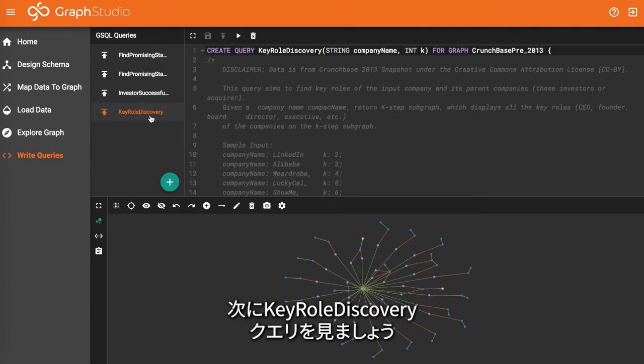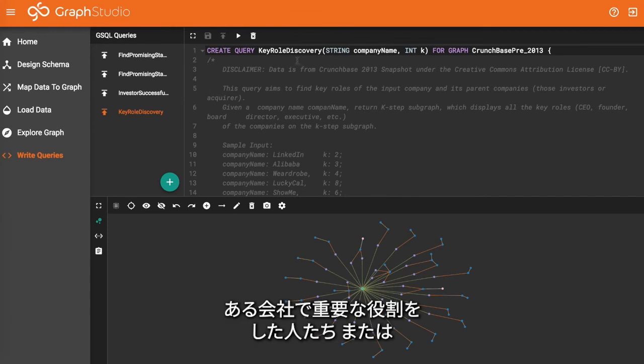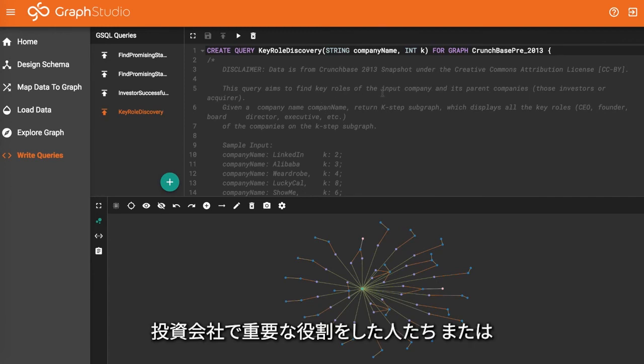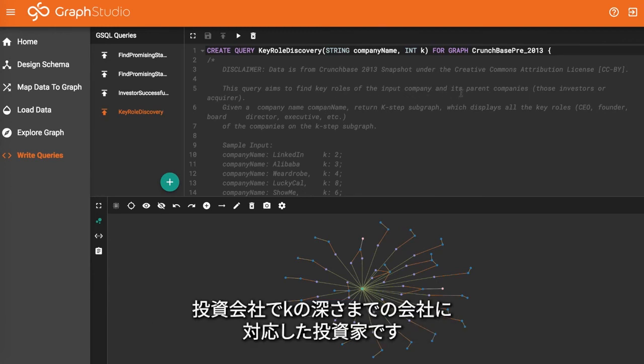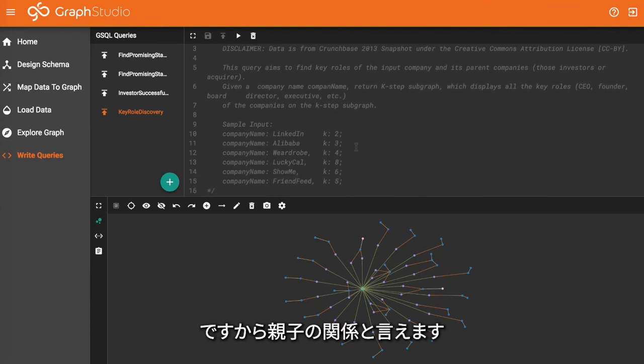Let's now look at the Key Role Discovery query. This is the simplest of our queries. This one is looking for persons who have played a key role for a given company, or played a key role with an investor company or an investor of an investor company to a depth of K companies. What I mean by investor company is a company that acquired the child company. So you can think of this as a parent-child relationship.